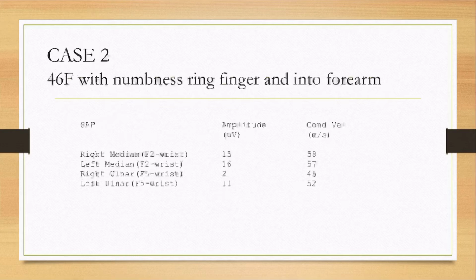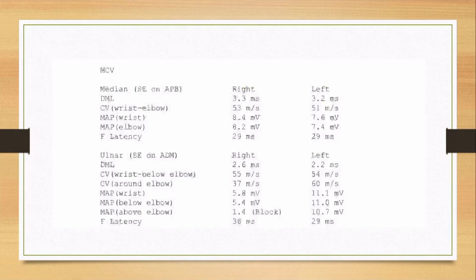We've got absolutely normal SNAPs for the median nerve and normal conduction velocities, so those are all okay. We can ignore that. There's no carpal tunnel there. The right ulnar SNAP is reduced over there. That's just 2 versus the normal 11 on the left hand side. The conduction velocities are appropriate. So we've got a peripheral neuropathy over here. The ulnar SNAP is reduced.